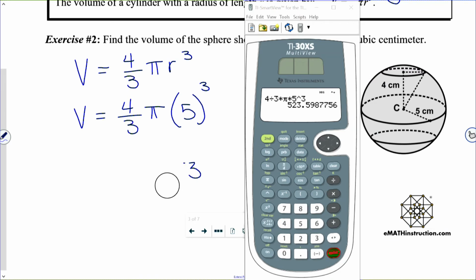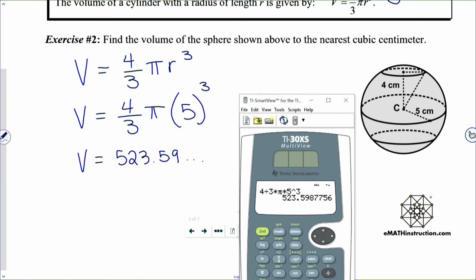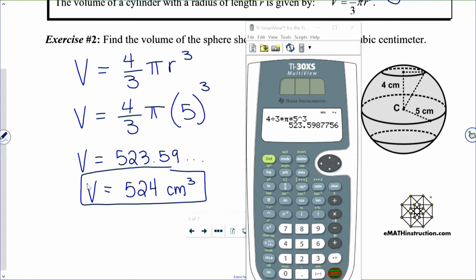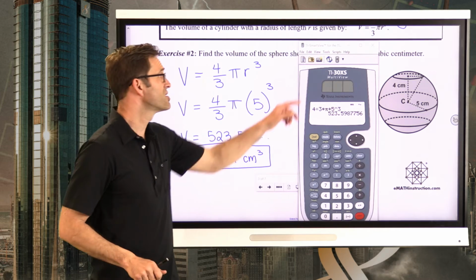Let me get rid of this so I can actually write my volume down. My volume will be 523.59, etc. We want to round just to the nearest cubic centimeter, so my volume is 524 cubic centimeters. Yep, that's it. So it's not very hard.